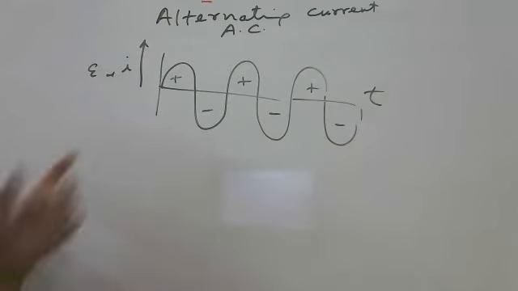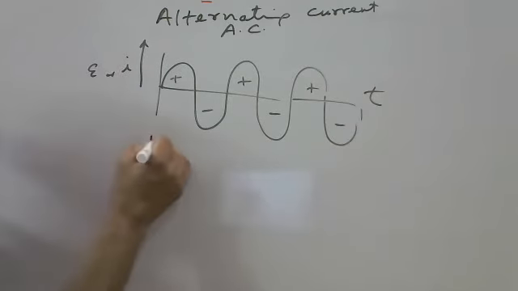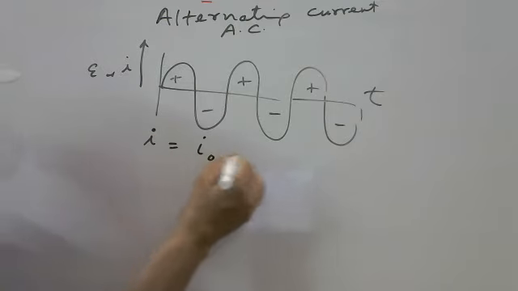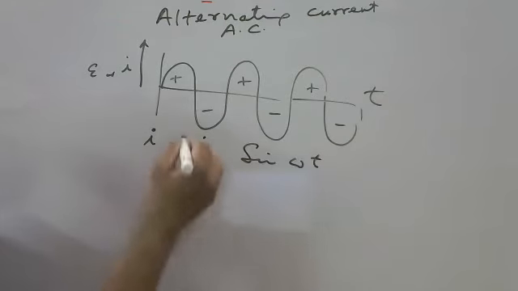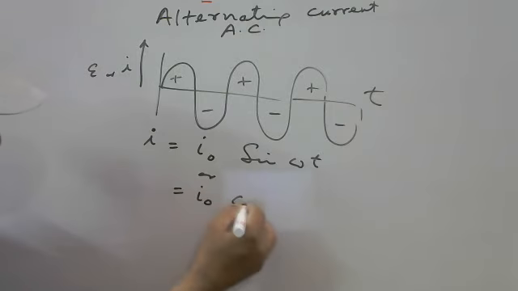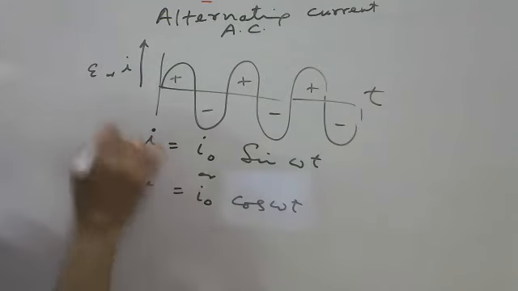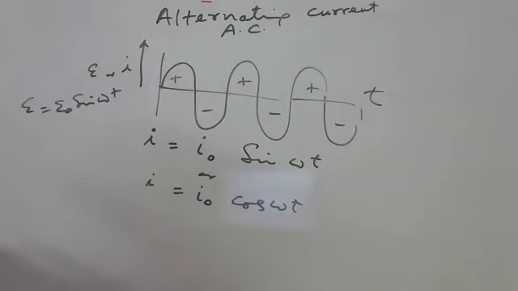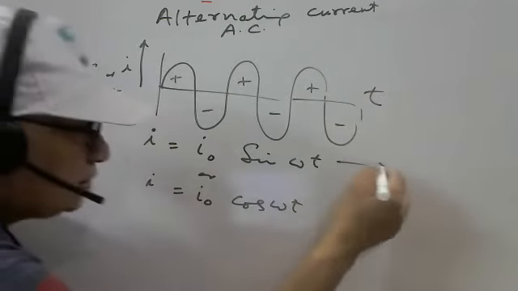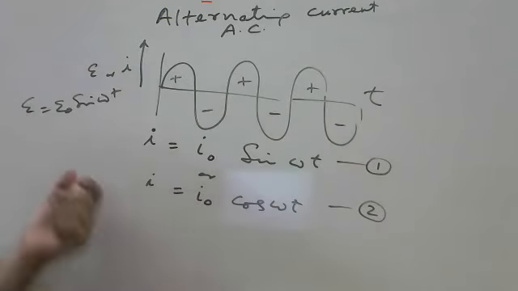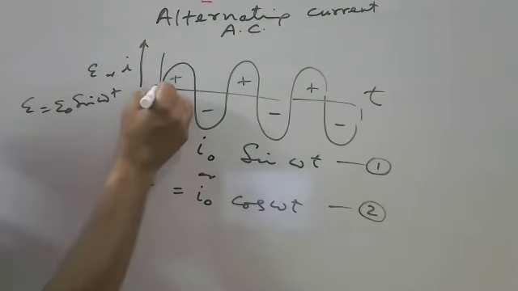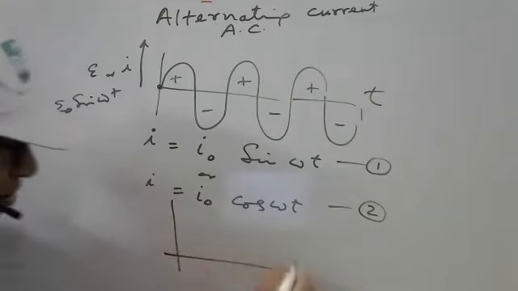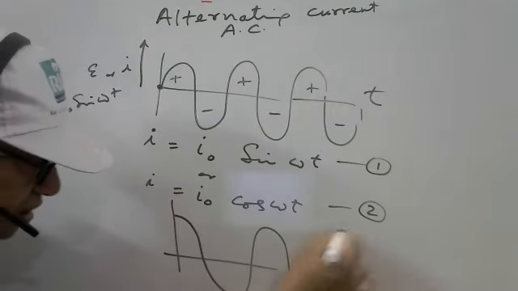Here AC current and voltage is denoted like this, sinusoidally, or with a cos function also. It can be written E equal to E naught sin omega t and also cos omega t. What is the difference between these two functions? Both are representing the AC, because in sine and cos functions the graph is like this. In sine function it starts from 0, in cos function it starts from maximum. This is the only difference.